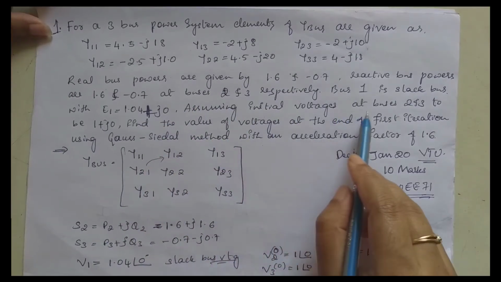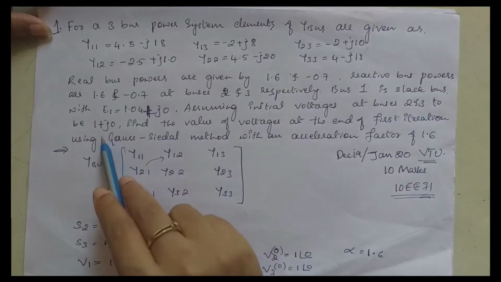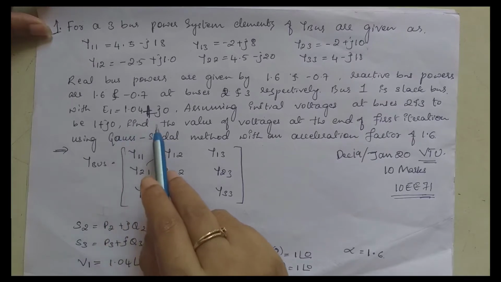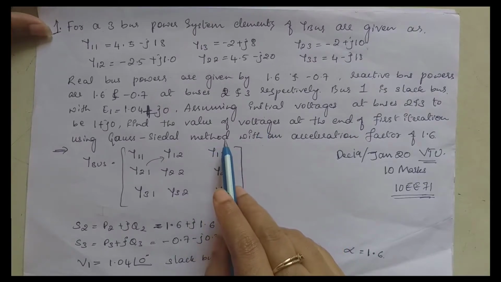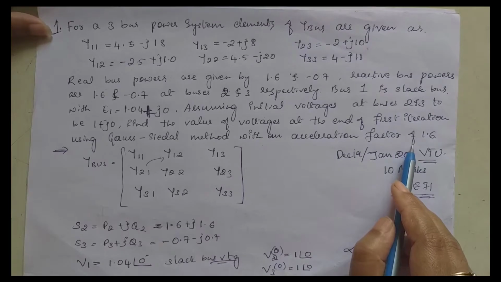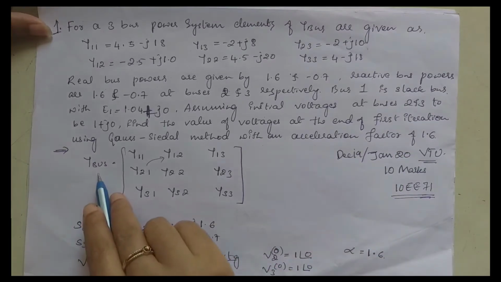Assuming initial voltages at buses 2 and 3 to be 1 plus j0, that is flat voltage start. Find the value of voltages at the end of first iteration using Gauss-Seidel method with an acceleration factor of 1.6. Okay, so first we have to form the Y bus using rule of inspection method.